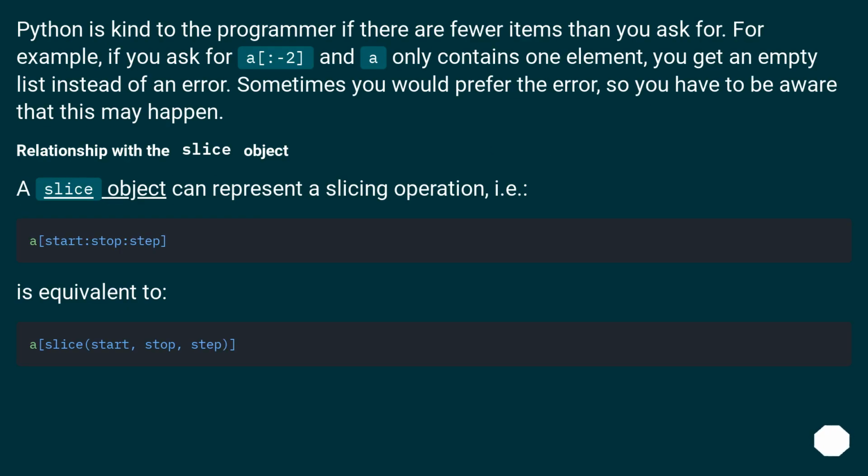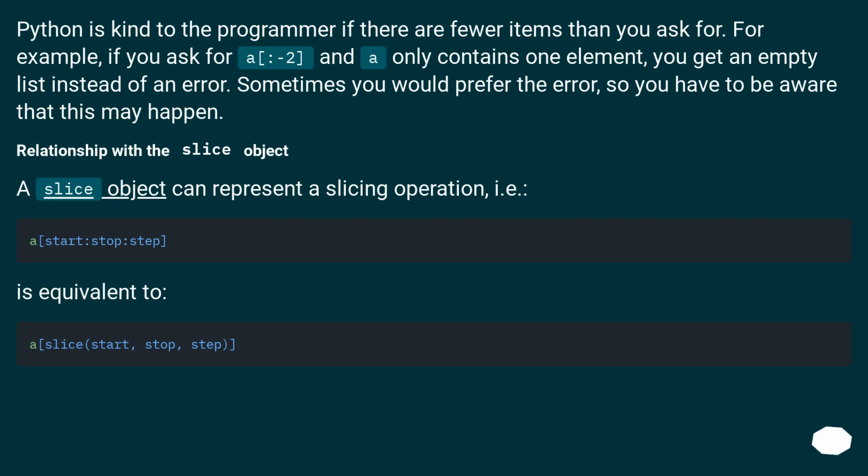Python is kind to the programmer if there are fewer items than you ask for. For example, if you ask for a[:-2], and it only contains one element, you get an empty list instead of an error. Sometimes you would prefer the error, so you have to be aware that this may happen.